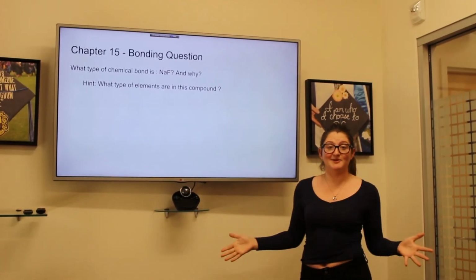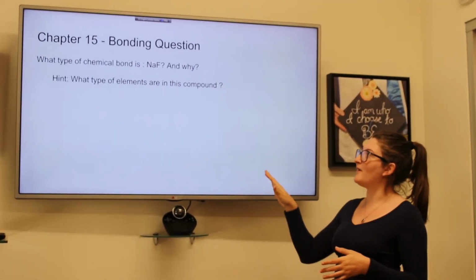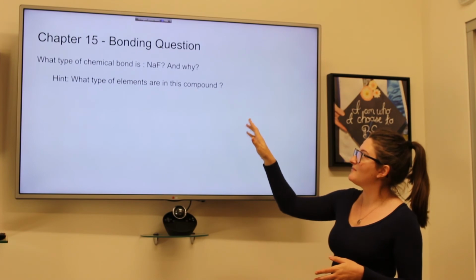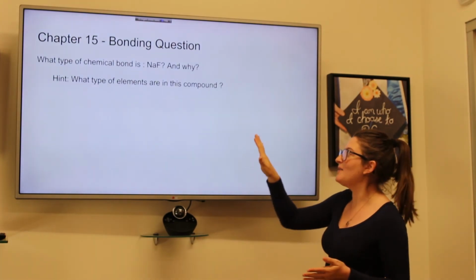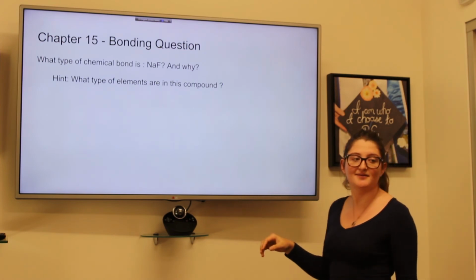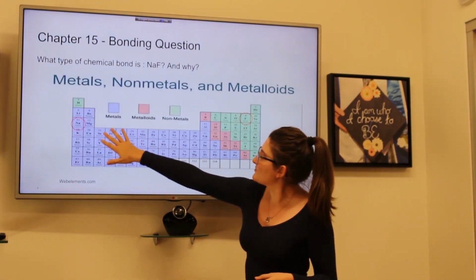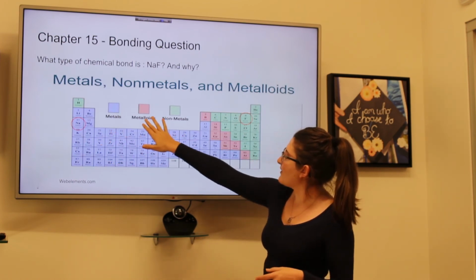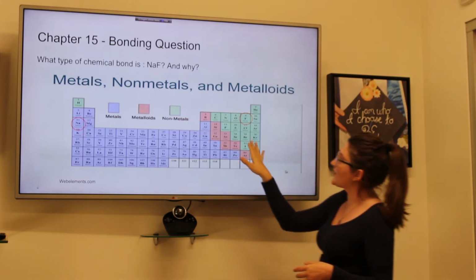So now let's test what we've learned. Let's go for a bonding question. What type of chemical bond is NaF and why? One hint for this is: what type of elements are in this compound? Well, first let's look. Here we have metals, which are in purple, metalloids, which are in pink, and non-metals, which are in green.